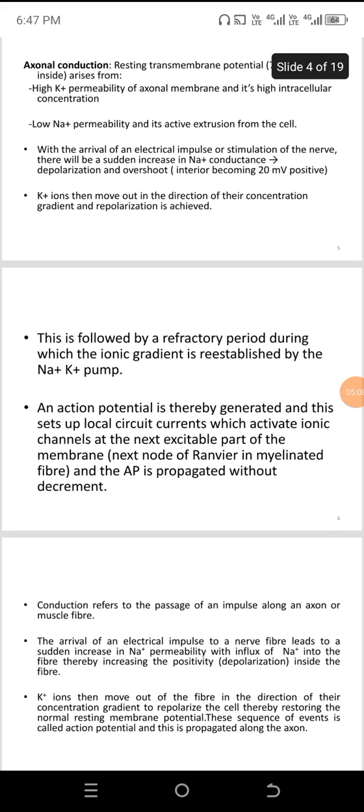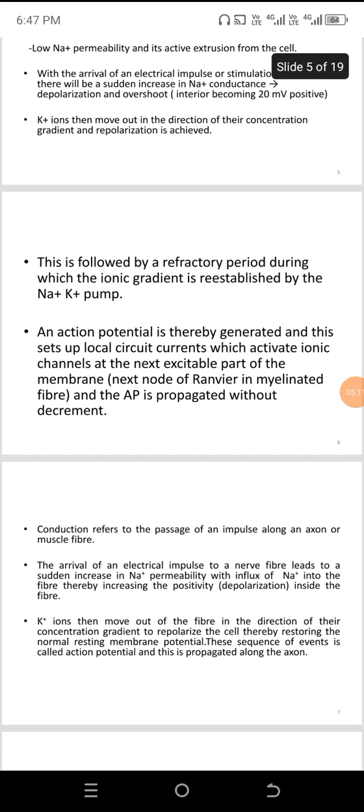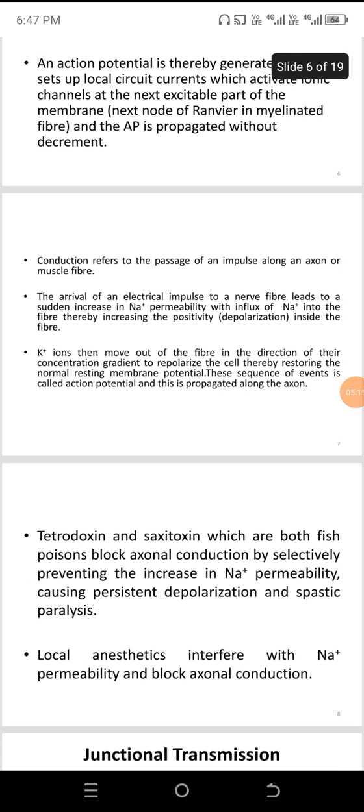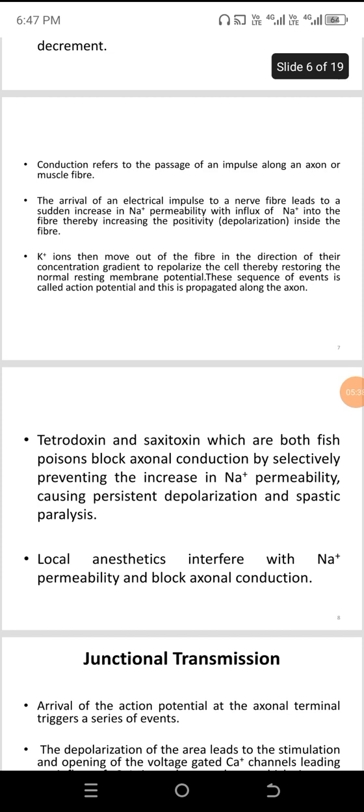There are two toxins produced by fish. These two toxins are called tetrodotoxin and saxitoxin, and both of them block axonal conduction by selectively preventing the increase in sodium ion permeability, thereby causing persistent depolarization and spastic paralysis. Local anesthetics also interfere with sodium permeability and block axonal conduction, and this is the basis of their use in surgery and other conditions in which local anesthetic agents are required.